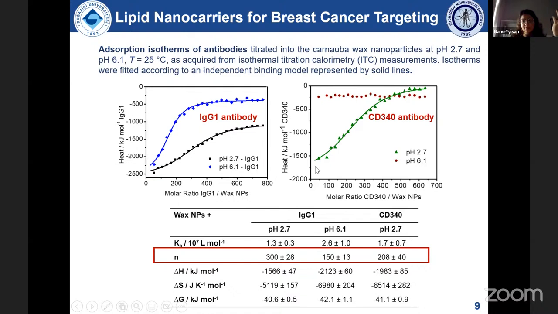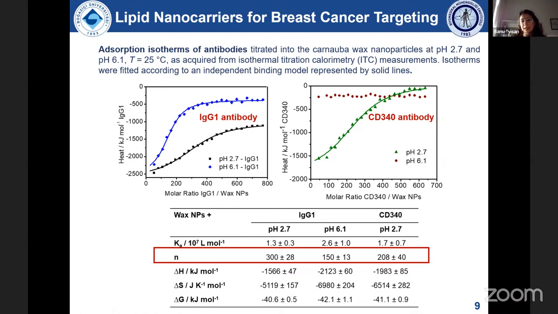But the good point here is we could also calculate how much antibody was present on the surface of the wax nanoparticles. Here you can see that we had a certain number of antibodies and our association constant, which shows how strong our antibody binding is. The association constant is also higher at these acidic conditions for both of the antibody functionalizations. So that was something nice for us.